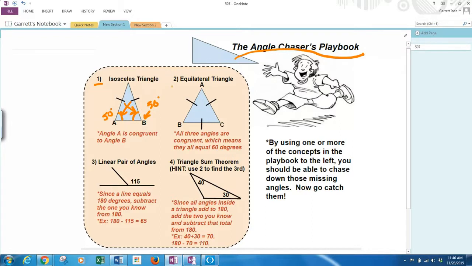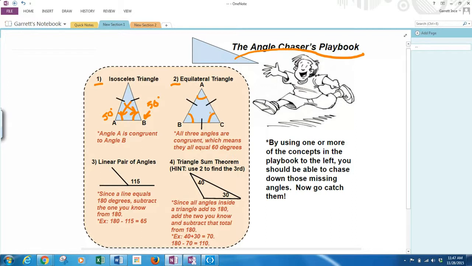Now we're going to take that idea and just go one step further when it comes to an equilateral triangle. Remember, an equilateral triangle is a triangle that has all 3 sides congruent to each other. And what you're allowed to then conclude is that all 3 angles are congruent to each other as well. So that would mean that angle A is congruent to angle B, which is also congruent to angle C.